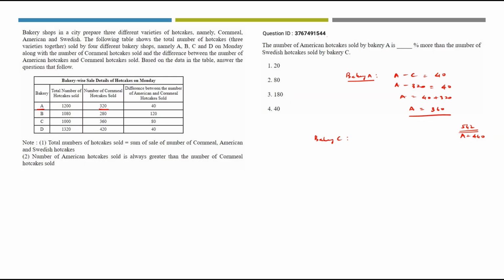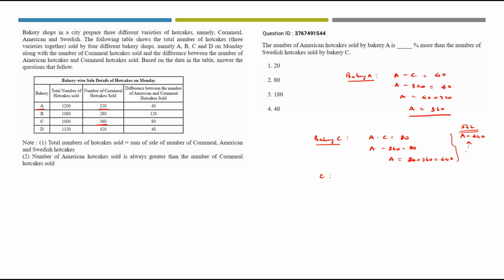If you have solved it already, you can use that particular data, else you can solve it fresh for this question. So for bakery C, the difference is given as A minus C, which is equal to 80. A minus 360 will be equal to 80. American is equal to 80 plus 360, which is equal to 440. They are asking for the number of Swedish hotcakes.